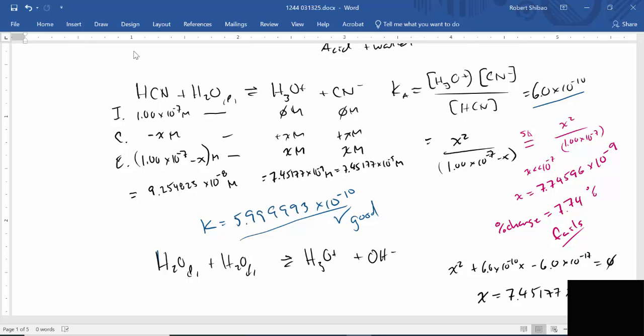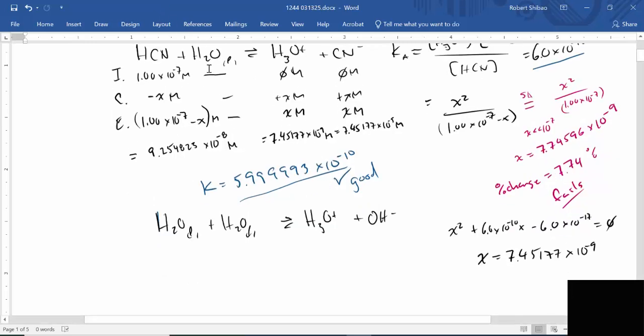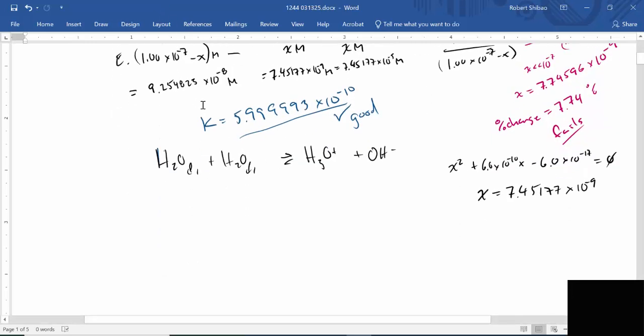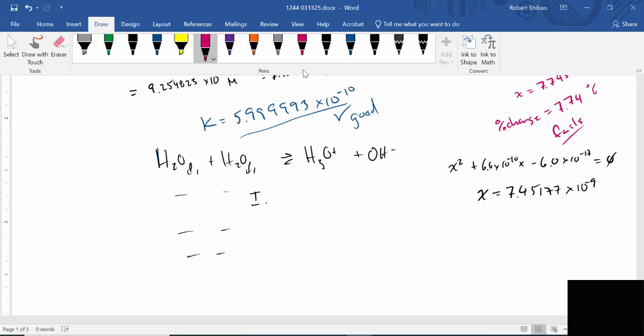But there's a common ion here, and that common ion is hydronium. And this common ion means that there's hydronium here to begin with. If there's hydronium here to begin with, then we don't need as much additional hydronium from water to satisfy Kw. And so water is a liquid, so I'm going to completely ignore it, and then I'll start my initial here.